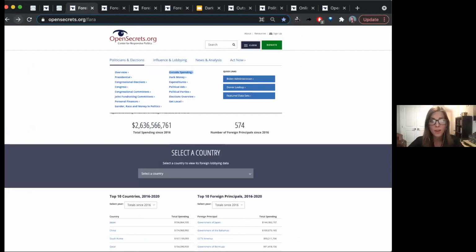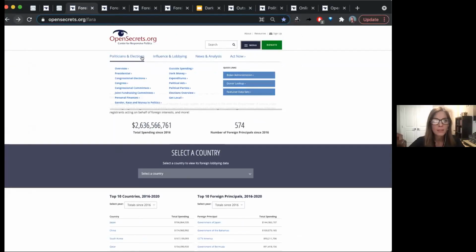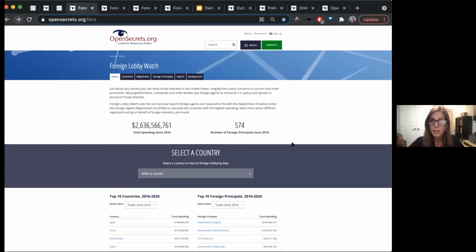At Open Secrets, we maintain a tool called Foreign Lobby Watch, which tracks Foreign Agents Registration Act, or FARA, filings. And this is the main page for that.